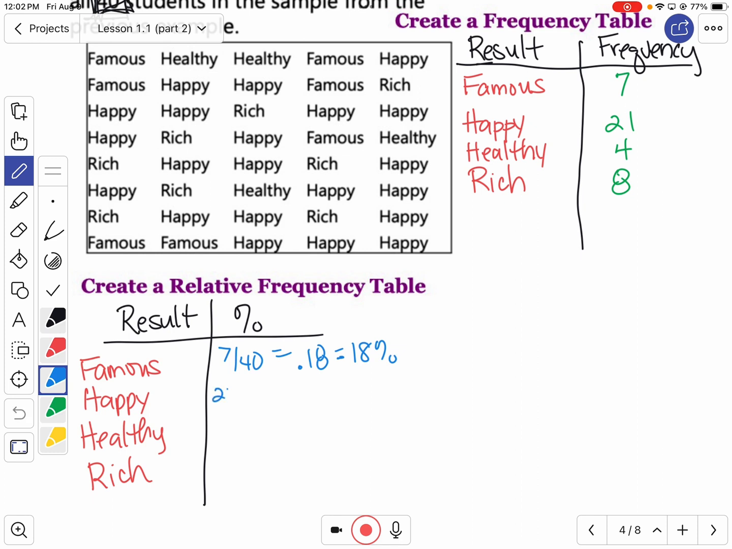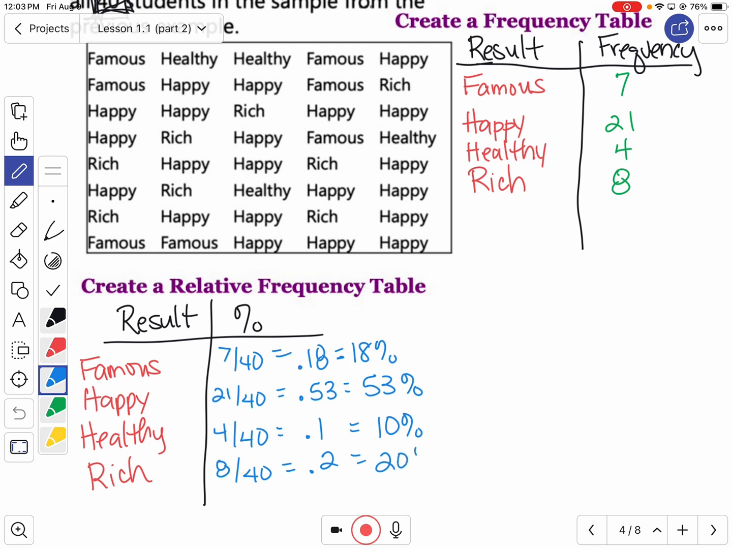For our happy, we have the 21 over 40, which will give us about, is that 0.53? Okay. Which would be 53%. Let's see. Healthy, we got 4 out of 40. That would be 0.1 times 100 would be 10%. All right, and then 8 out of 40 for rich would be 0.2, which would be 20%.